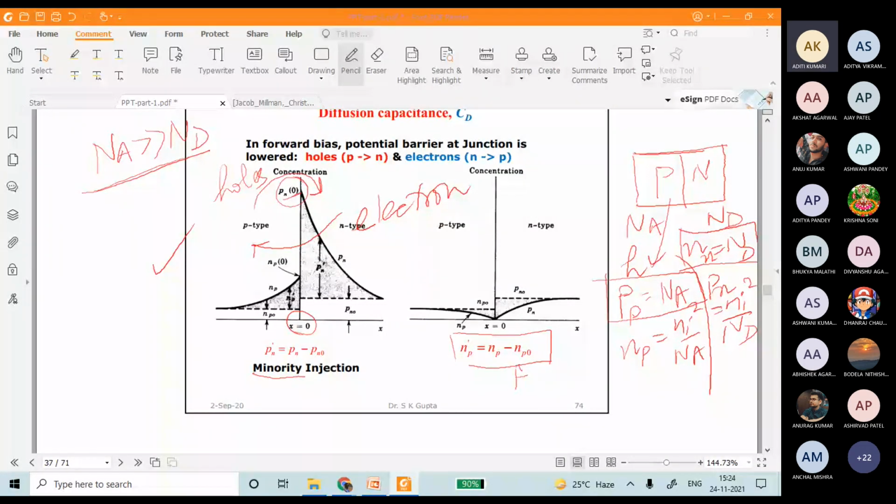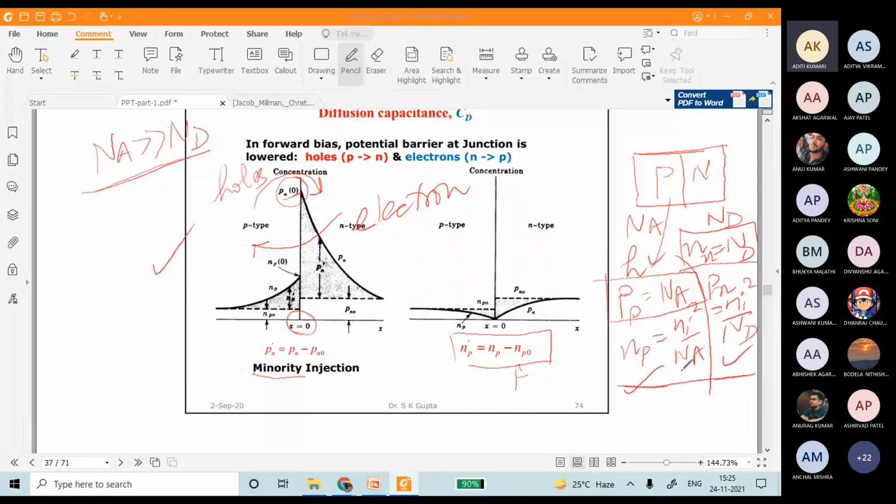So we can actually just carry on the discussions with respect to a single carrier. Here the hole concentration is more as compared to the electron, so the contribution of the holes to the current is more as compared to the electrons. So that's the simplicity here. In the equilibrium condition, the electron and hole concentrations are given by N sub P and P sub N in the N and P regions.